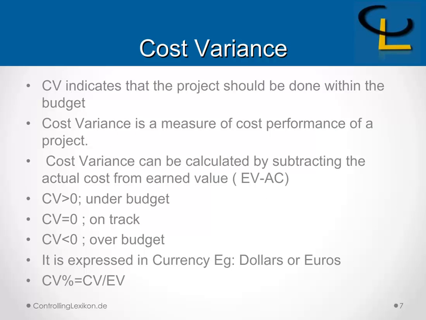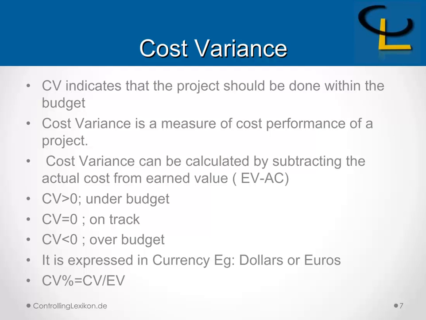Cost variance indicates that the project should be done within the budget. Cost variance is a measure of cost performance of a project. It can be calculated by subtracting the actual cost from the earned value, EV minus AC.